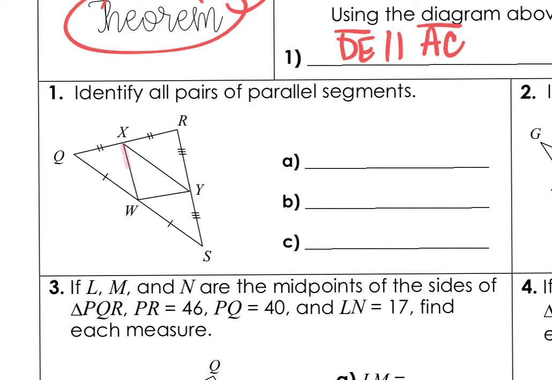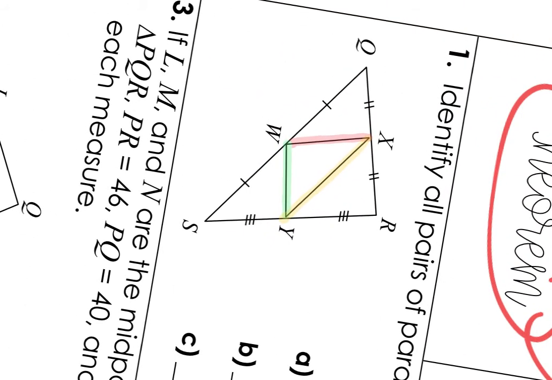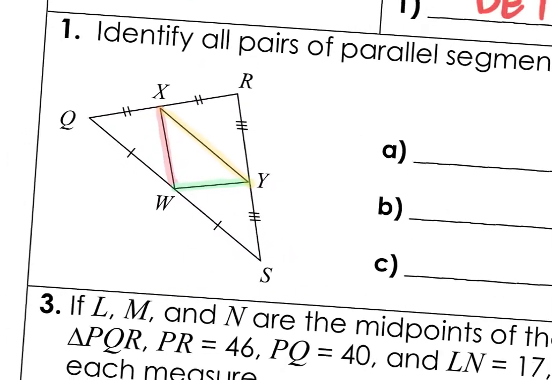You've got a midsegment here, a midsegment here, and a midsegment here. And how do I know those are midsegments? Because they are segments connecting midpoints of two sides of a triangle. If you want to turn it around so you could see it visually or mentally, you could see it that way.